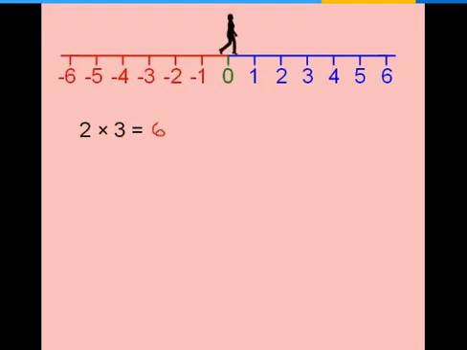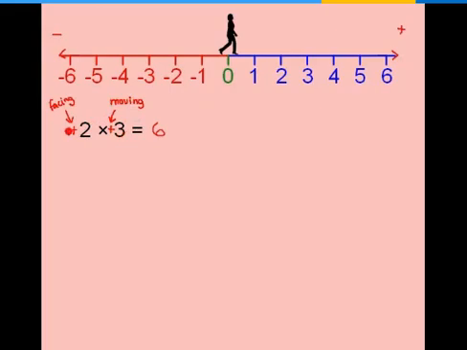I like to think of a person walking along this number line. This direction is the positive direction, and this direction is the negative direction. Now here, we've got a positive 2, so I'm going to put a plus, multiplied by a positive 3, so I'm going to put another plus. This plus here tells me the direction the person is facing in. This tells me the number of steps she's going to take. This plus here tells me the direction she's going to move in, and this tells me how many times.